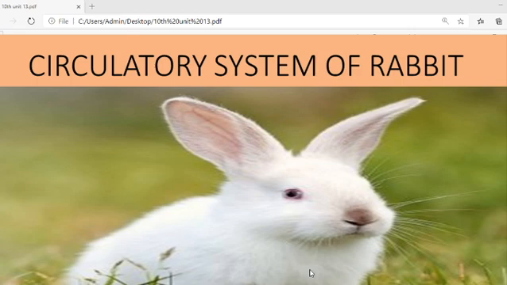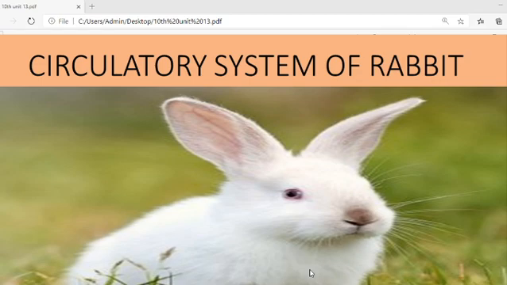From this video we will start with the circulatory system of rabbit. The circulatory system includes blood vessels and heart. The heart is a pear-shaped organ.